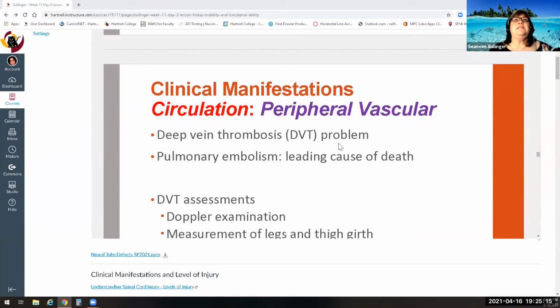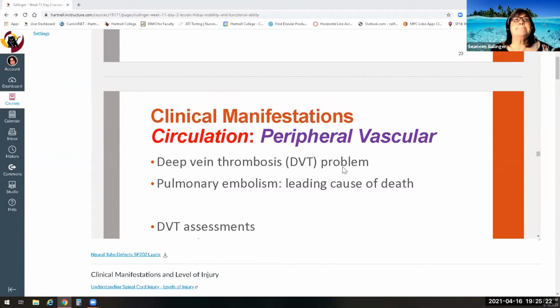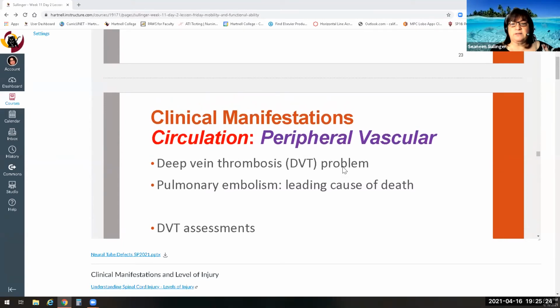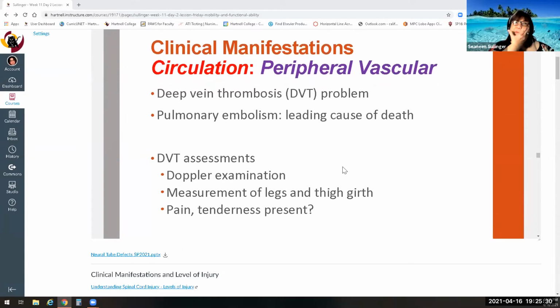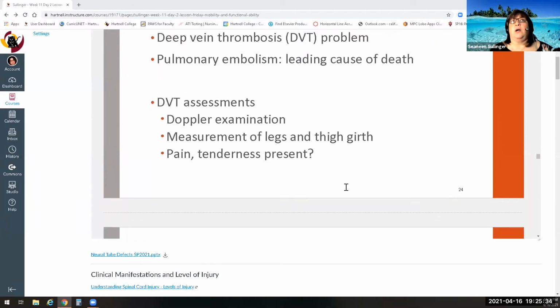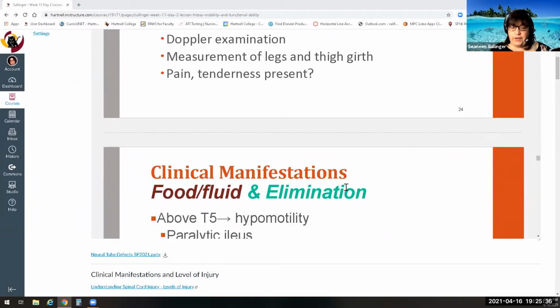Why would DVT be a problem, or pulmonary embolism? Why are they at risk for that? Because they're not moving and they can't. And so this is where you might need to do some girth measurements, Doppler exams, where you're going to have to look and see, is there redness or swelling or warmth?